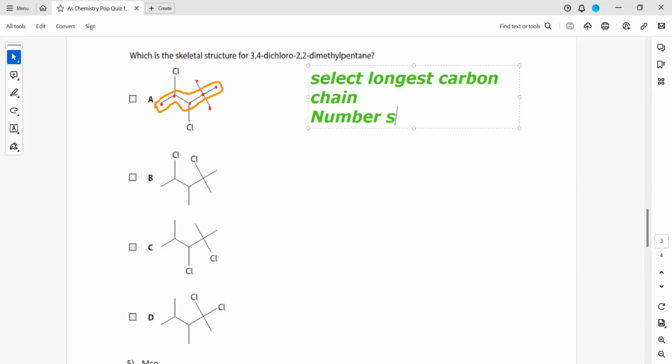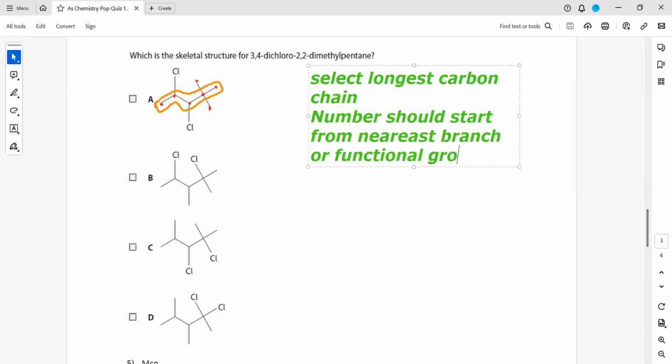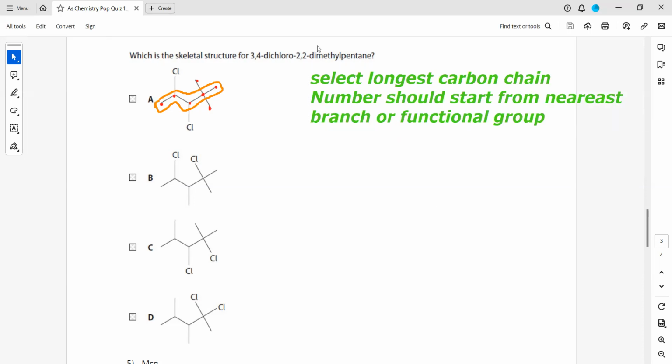Then the numbering should start from the nearest branch or functional group. So after selecting the longest carbon chain, we number these carbon atoms. If I number from the left, this will be 1, 2, 3, 4, 5. Here, at the second position, I have chlorine. At the third position, I have chlorine. And these two are also branches, carbon branches, and this is a chlorine. So here, at the second position, we have chlorine.